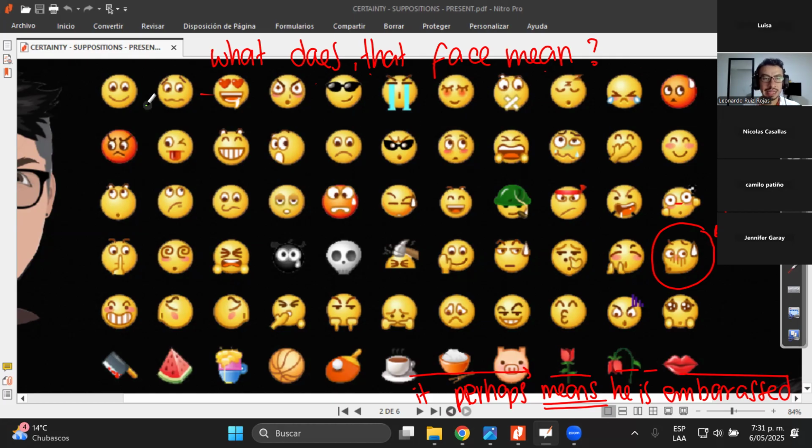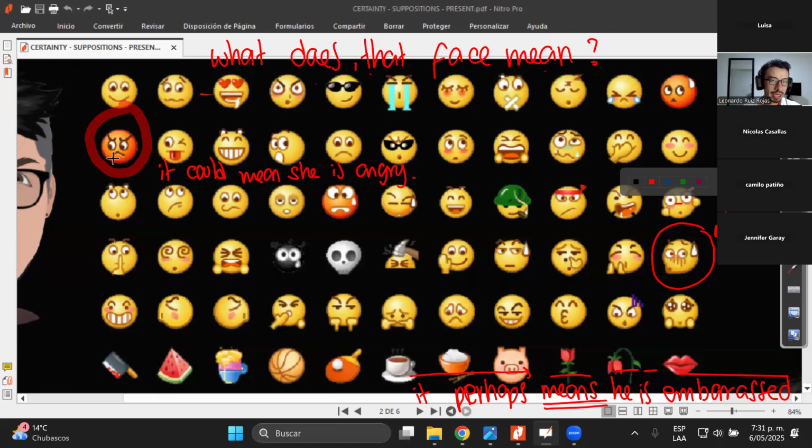Then what about if we have this face? What does it mean? Teacher, it could mean angry. It could mean he is angry, ¿cierto? Porque podría significar molesto, ¿no? Y no, todo completo. It could mean, digamos que esta ya es mujer, entonces it could mean she is angry. Exactly. Claro que acá, digamos que esta es muy clara que es angry, ¿cierto?